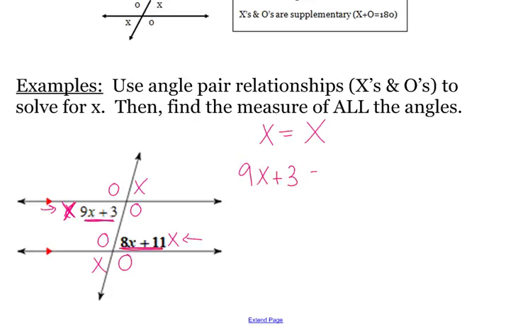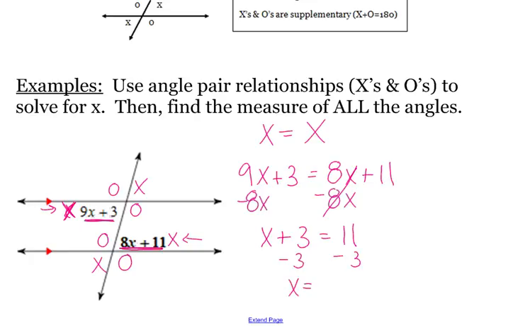9x plus 3 equals 8x plus 11. Start by combining your like terms, get the x's to one side, subtracting 8x. So x plus 3 equals 11. Finish solving for x. Subtract 3 from both sides. So we have x equals 8. Now we solved for x. Did I finish the question? Nope. Make sure we find the measures of all the angles.